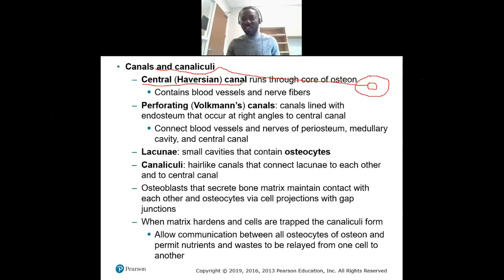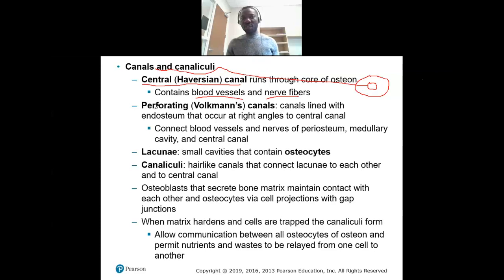Now, what is inside the central canal? The central canal is not like a nucleus that has DNA inside it. This central canal has blood vessels and nerves. So in this canal, you are going to see nerves, you are going to see vein, you're going to see artery. Okay.